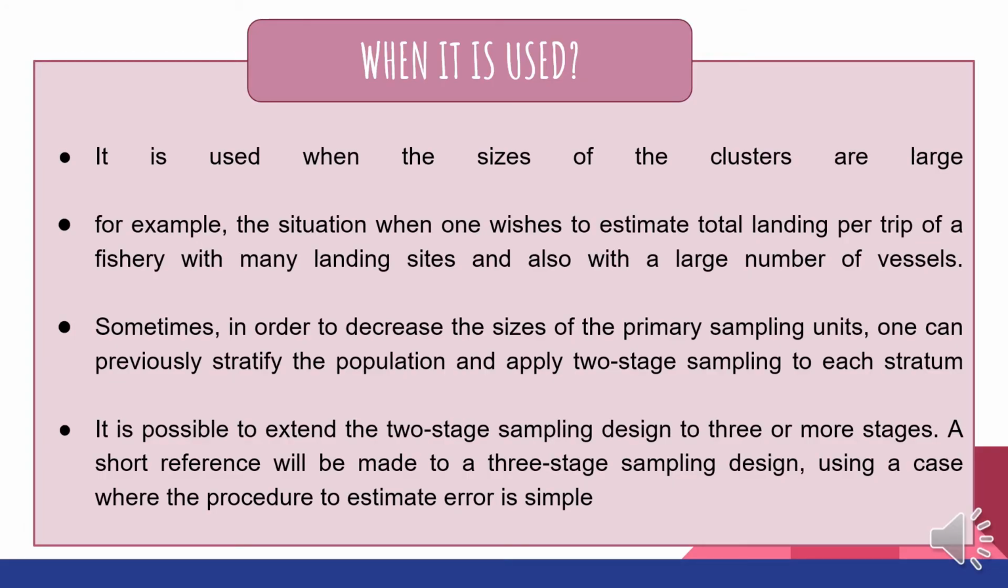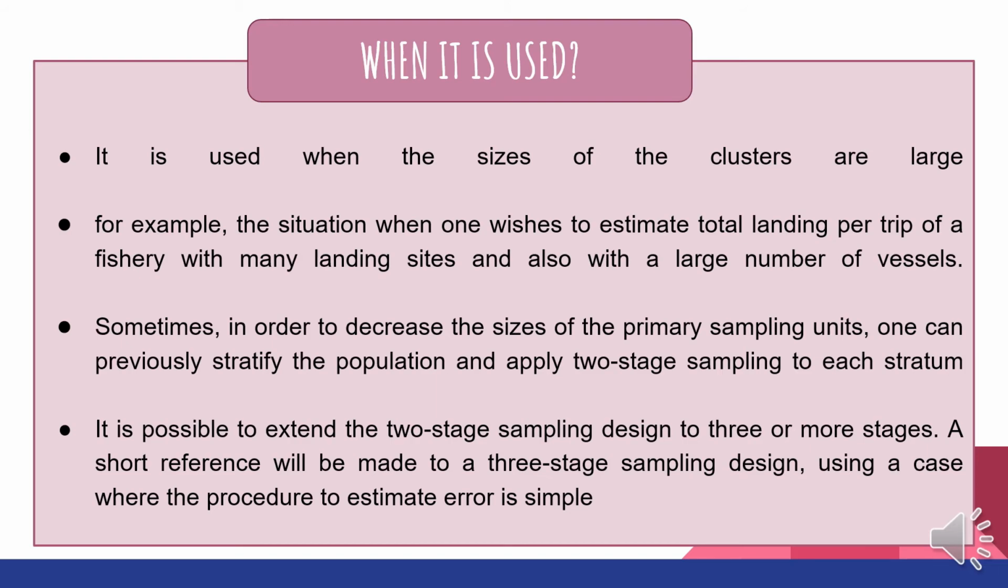It is used when the sizes of the clusters are large, making it difficult or expensive to observe all the units inside them. For example, when one wishes to estimate the total landing per trip of a fishery with many landing sites and also a large number of vessels. Sometimes, in order to decrease the size of the primary sampling units, one can previously stratify the population and apply two-stage sampling to each stratum.